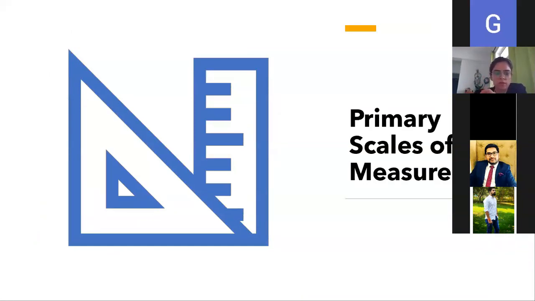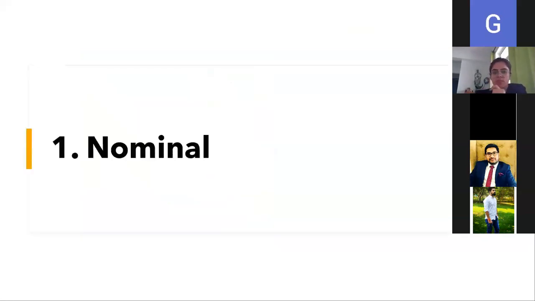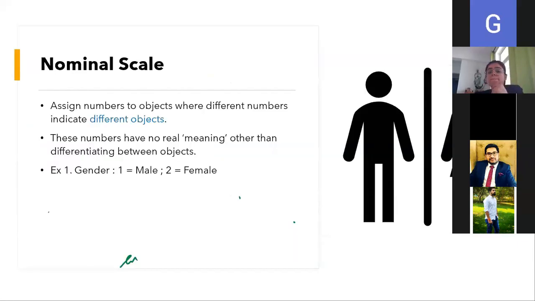So there are four primary scales of measurement. First is nominal. What do you understand by nominal? Any idea about nominal? Have you ever heard of nominal scale, nominal data? No? Ma'am, in name or thought, but not in real.